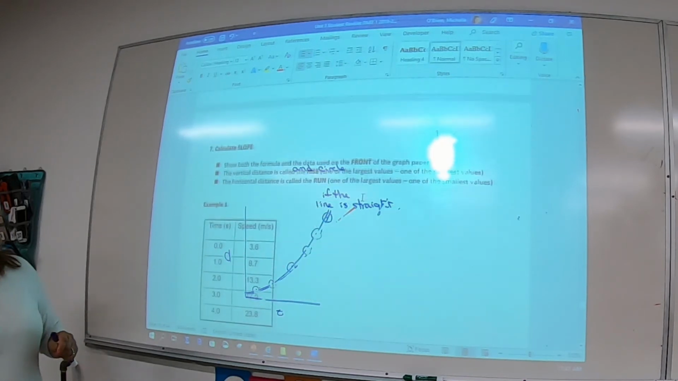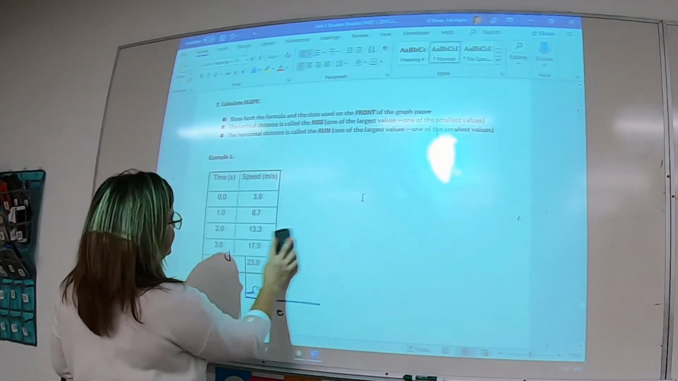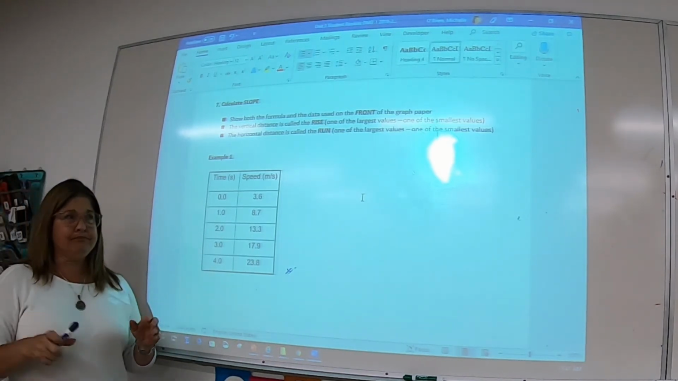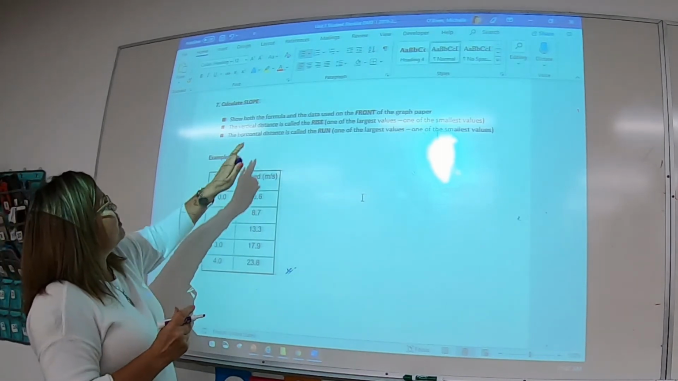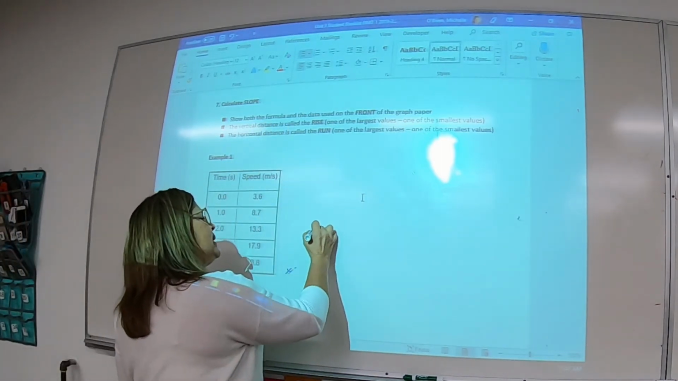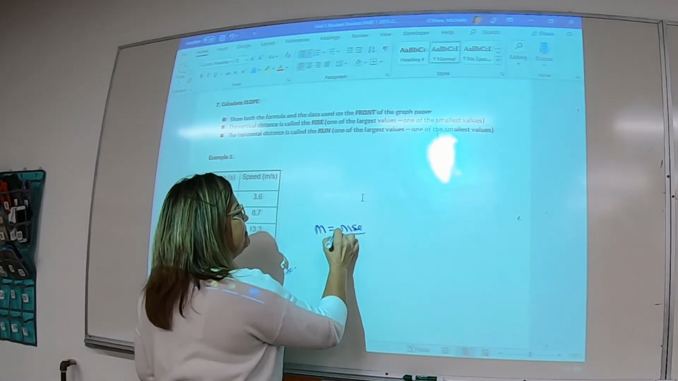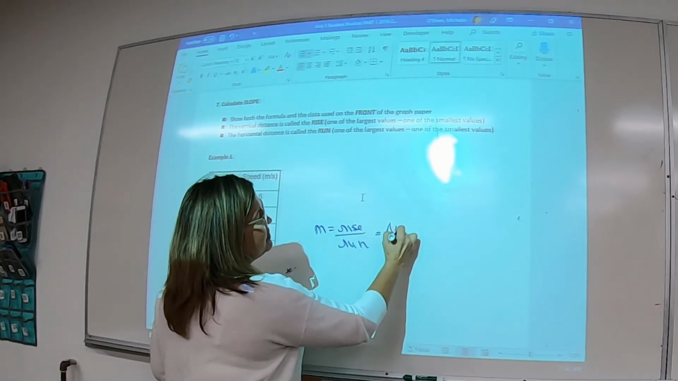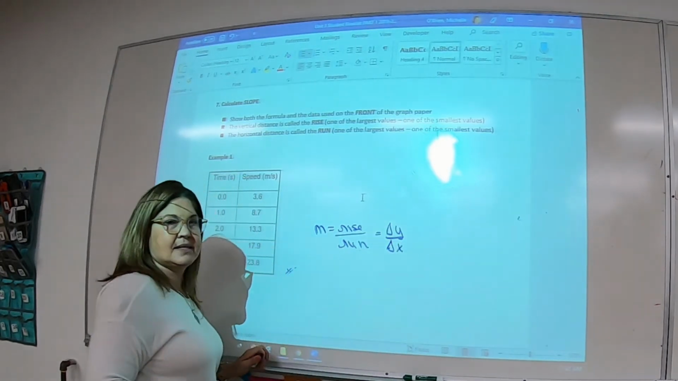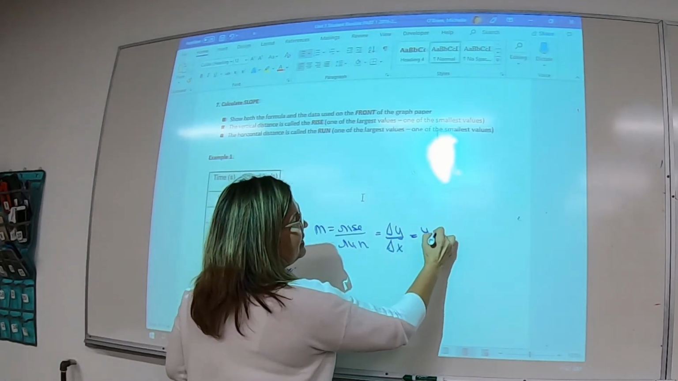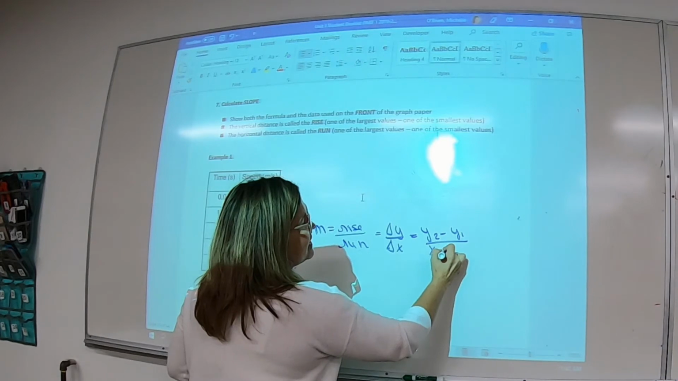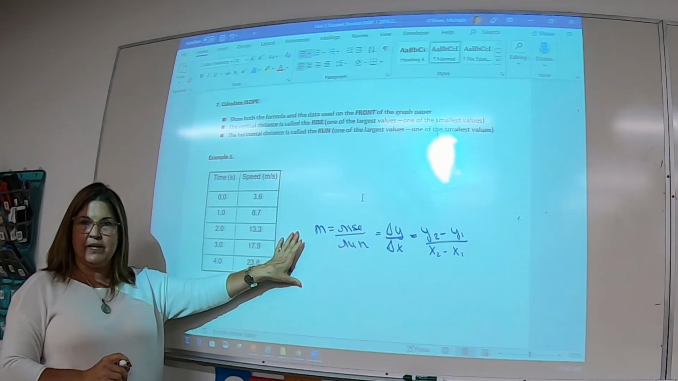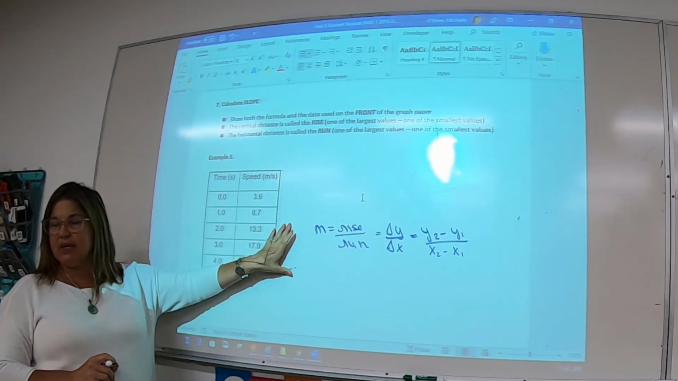Okay. And the final thing we have to worry about is your slope. Now we talked about slope already. We said slope is equal to rise over run. We said it's equal to change in y over the change in x, which is equal to y2 minus y1 over x2 minus x1. And again, those formulas are on your equation sheet. Okay, so you don't have to memorize them.